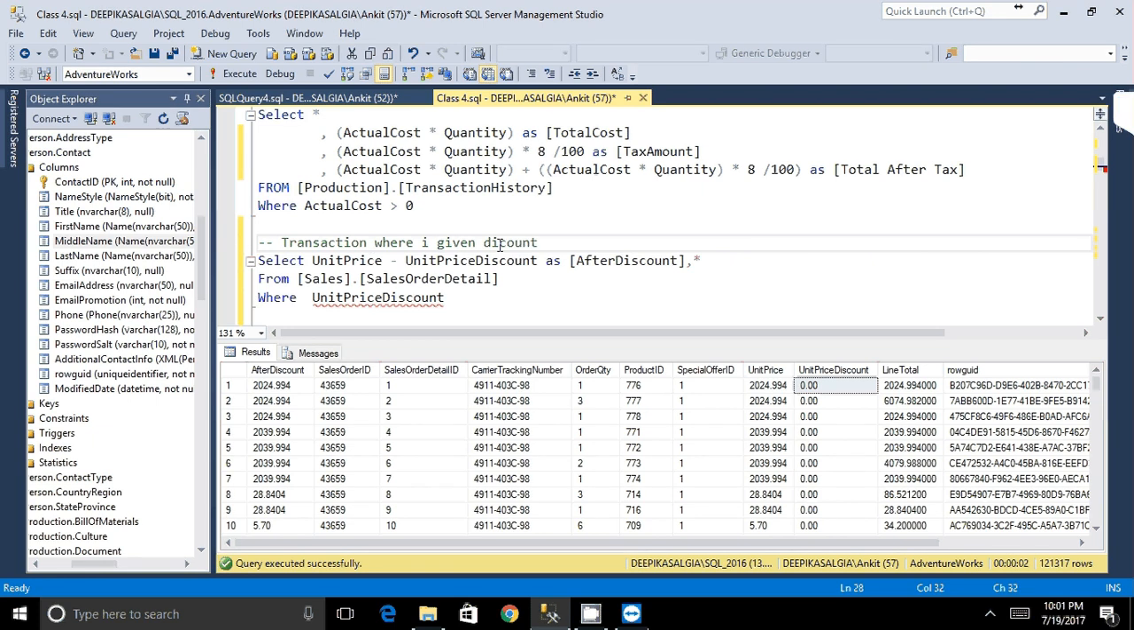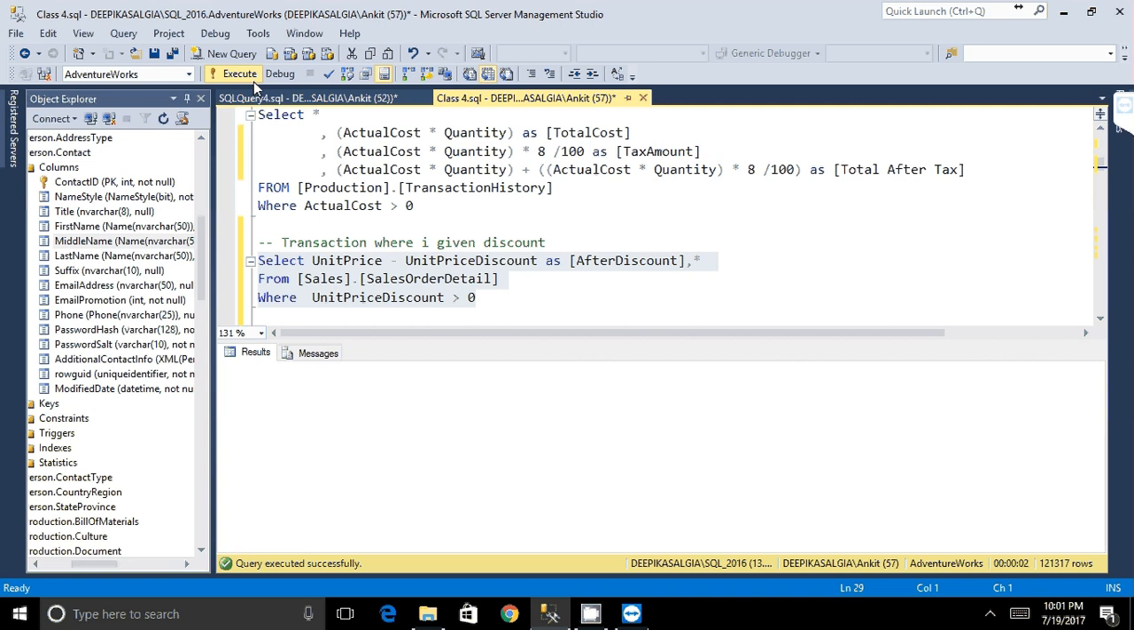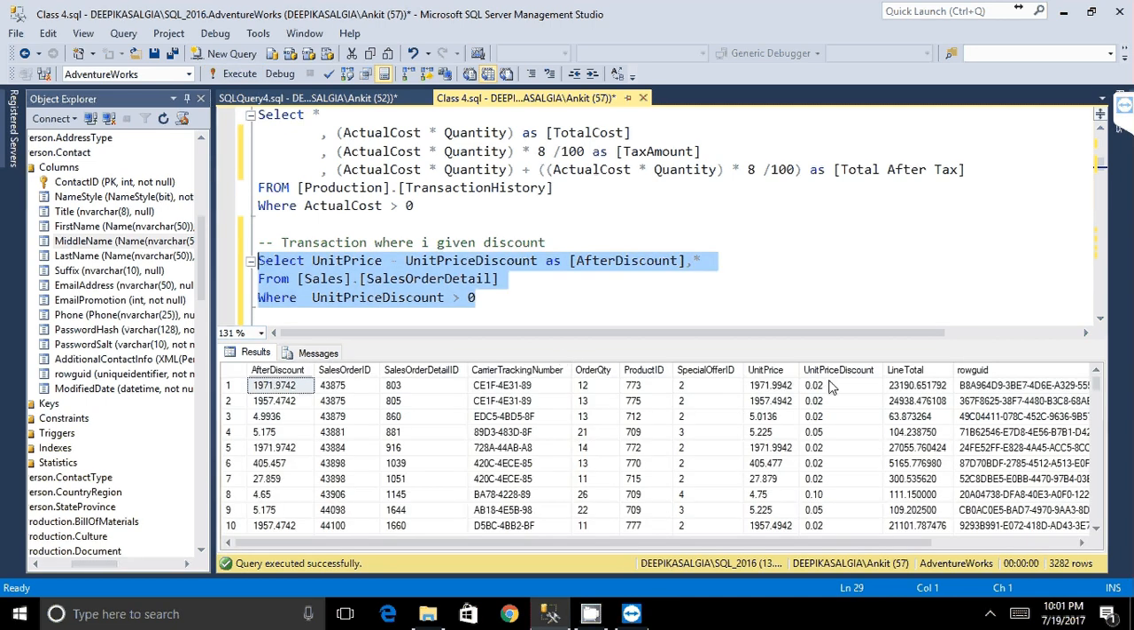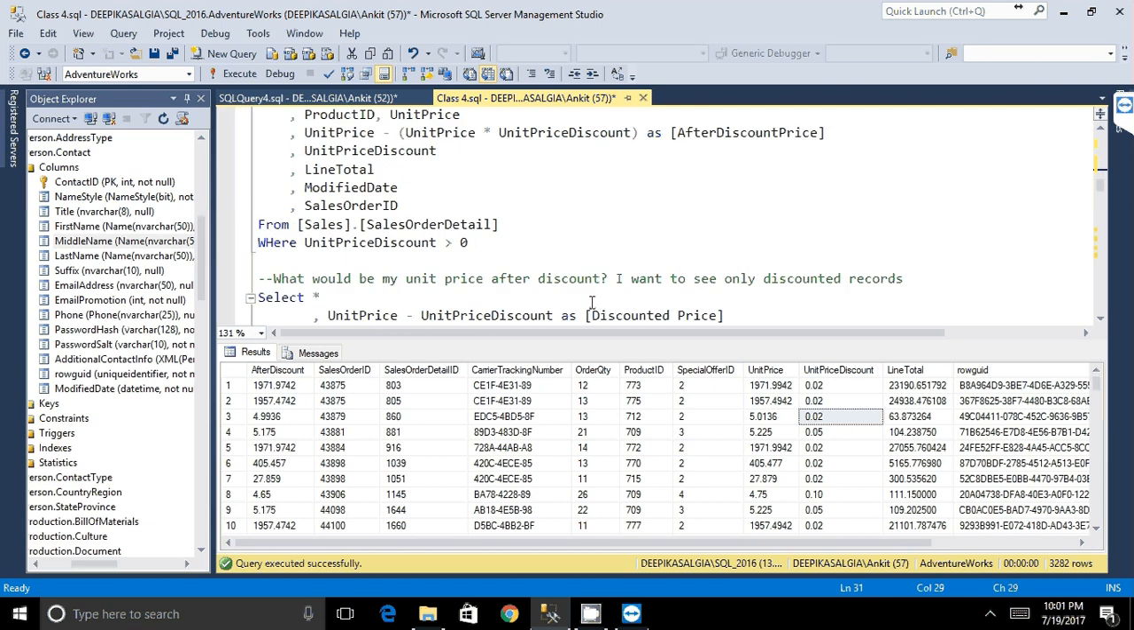Not unit price, the unit price discount. Right. So you're going to say, I need only those rows where my unit price discount is greater than 0. It means on this unit price I have given this much discount, so I'm not seeing the transactions where I haven't given the discount. So you don't need to do this on the calculation, you just need to do it on unit price discount.